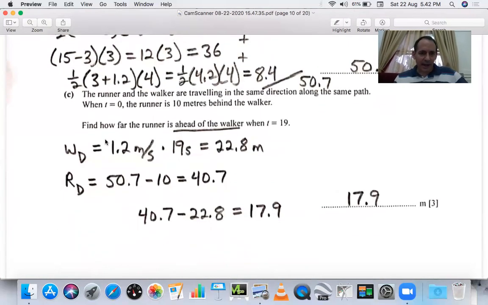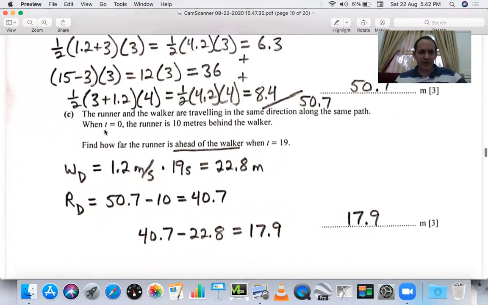Moving on, how far is the runner ahead of the walker? Notice that when the walker starts, they're on the same path, but at t equals 0, that is when the walker starts, the runner is 10 meters behind. So we have to keep in mind that the runner starts 10 meters behind the walker.